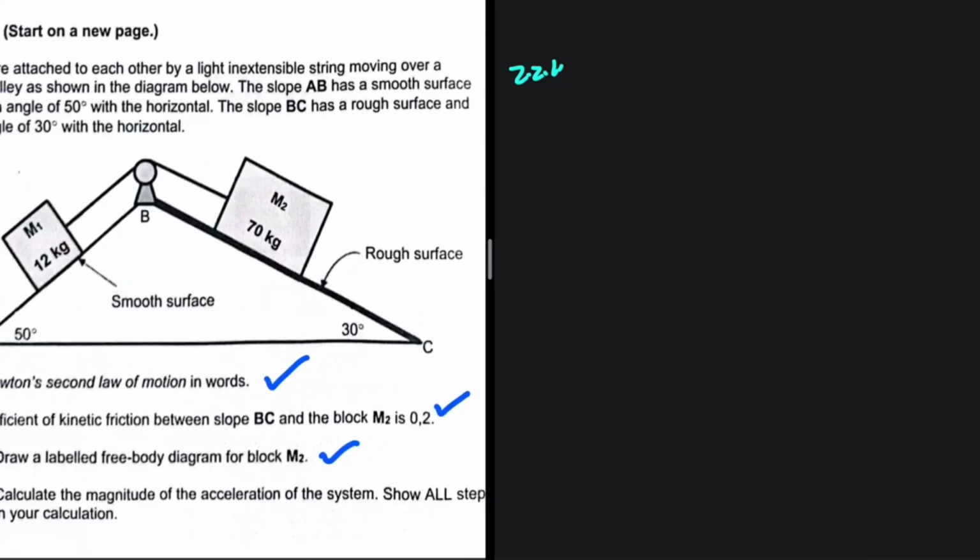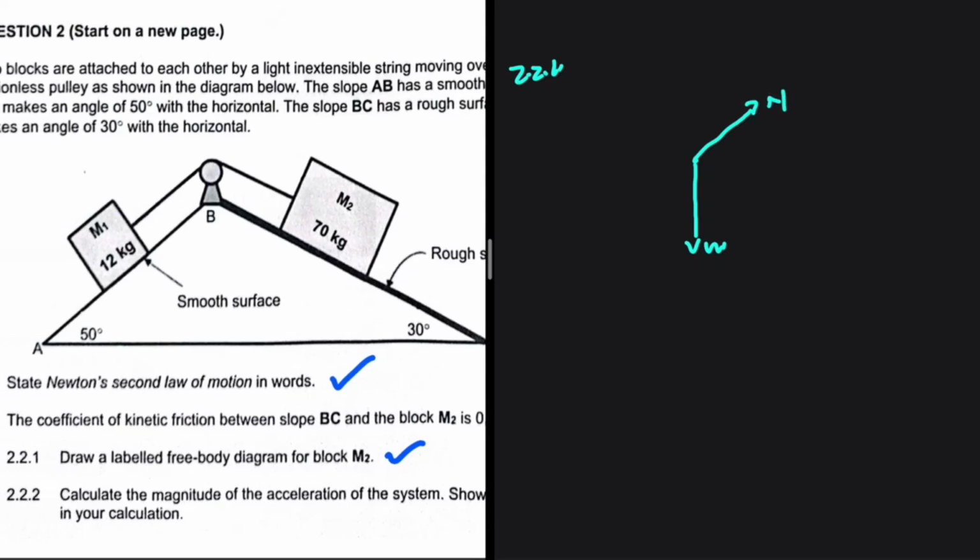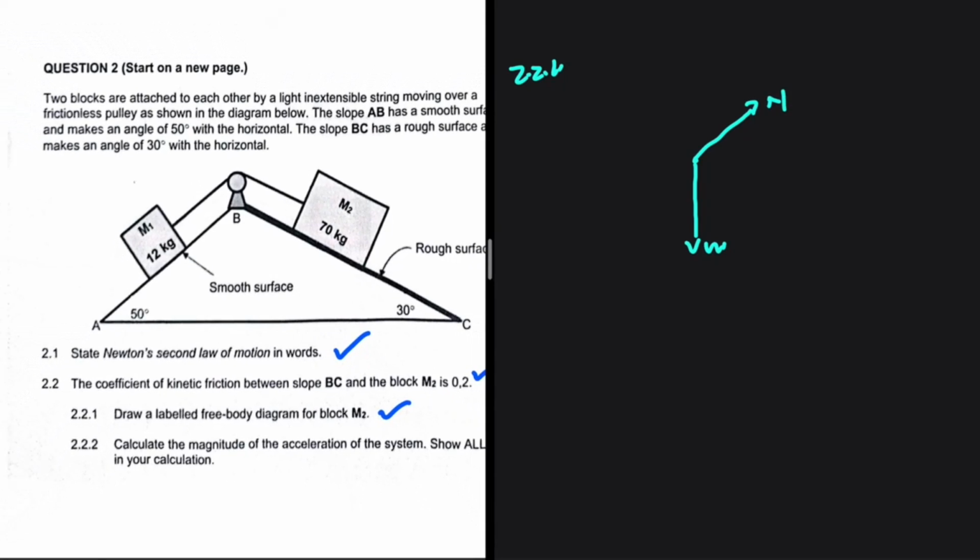Let's go ahead and take a look at block M2 and see what we can do. So before we start thinking of anything else, we need to indicate the weight first. After indicating the weight, we can then look at the other forces. Our object is resting on a surface, so we expect a normal force. M1 and M2 are connected by a light inextensible string, so we are going to have our tension force.